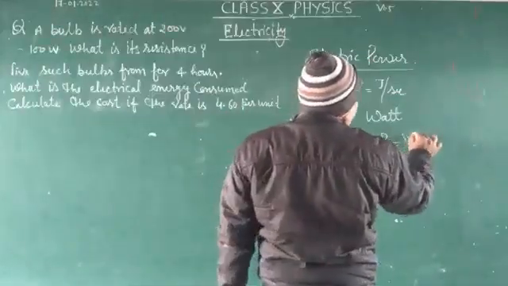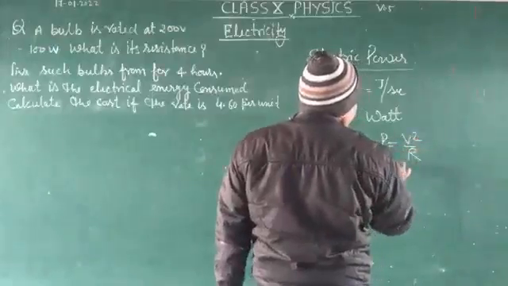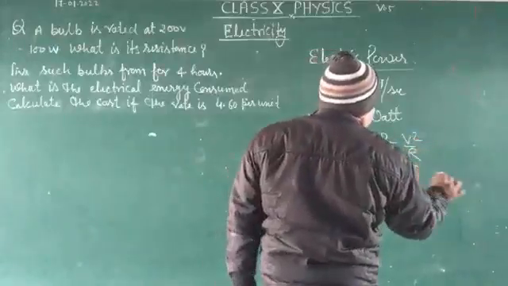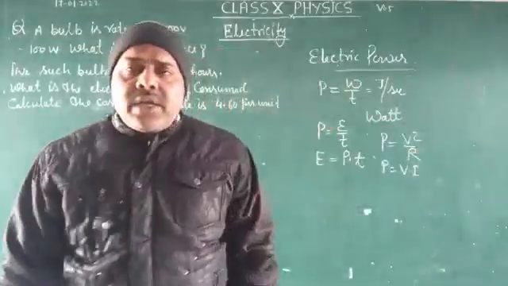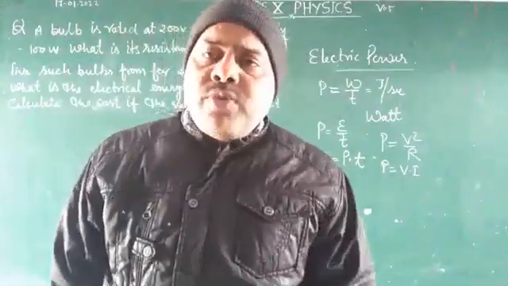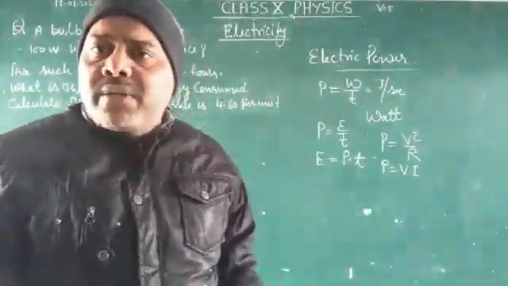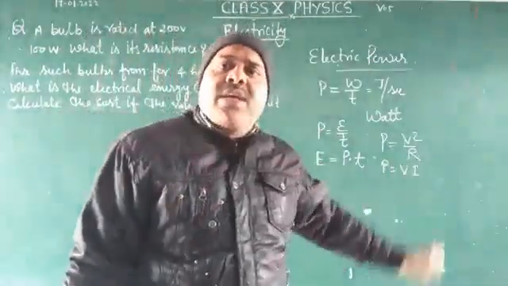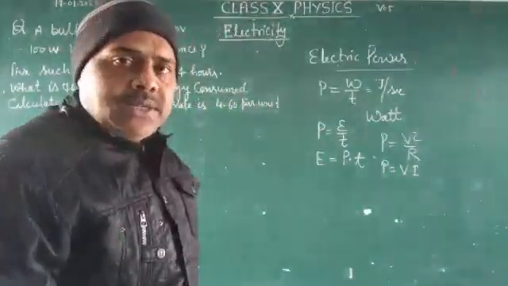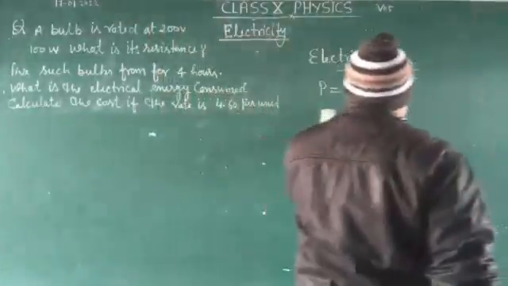P is equal to V square upon R, and P is equal to V into I. I already gave in the previous video how we can find the expression of electric power in terms of potential and current. Now you will see this in the question.